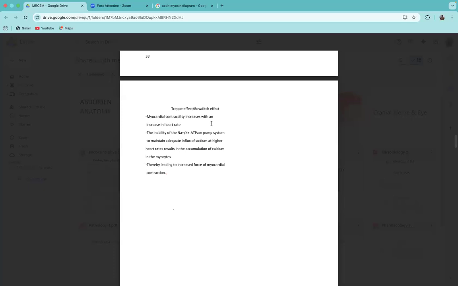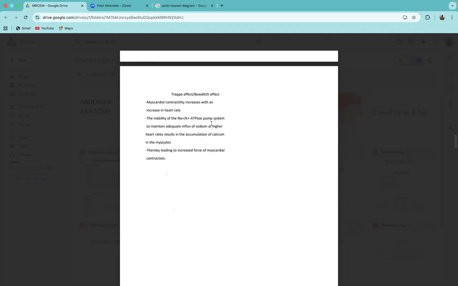So whenever there is more calcium coming into the myocardium, which causes muscle contraction, ultimately there will be more contraction due to the presence of calcium in the cell, which is the Treppe effect or Bowditch effect. Okay, so the Treppe effect is important: myocardial contractility increases with increased heart rate, with the inability of the sodium potassium ATPase pump to maintain that particular function. The higher heart rate results in accumulation of calcium in the myocyte, thereby leading to increased force of contraction or force of myocardial contractility, right?